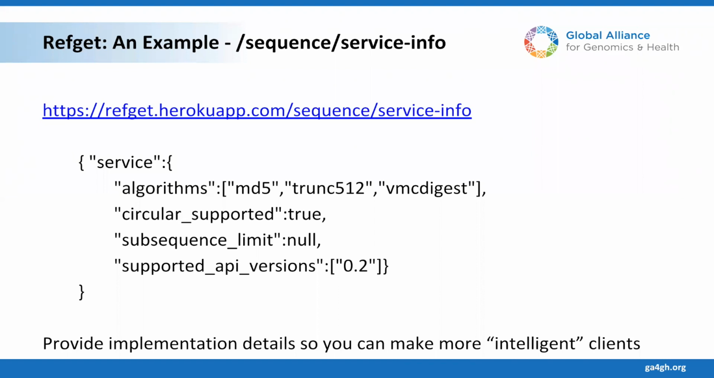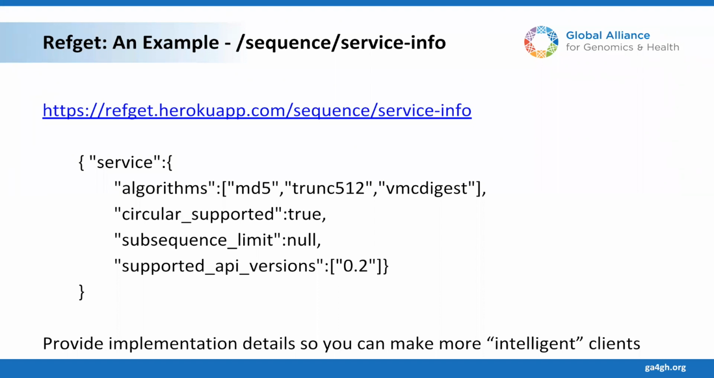So Circular Supporter says that my implementation that's available, you can make circular sequence calls. So you can make calls where your starting point is at a greater position than your ending point. And so if you're on a circular sequence like a bacteria, you would go through the origin of replication and retrieve back all of that sequence.